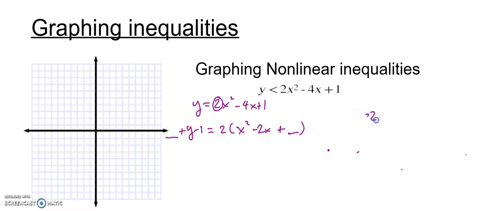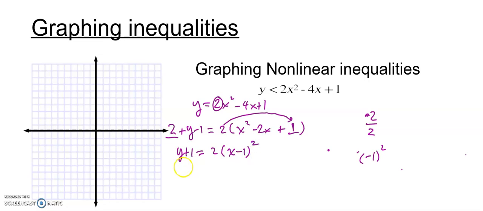We take half of -2, which is -1. We square that. We're going to add a 1 to this side. Now again, as a review, if I add a 1 into that parentheses, I'm actually adding 2 to that right side. So I have to add 2 to this left side. So what I get is y plus 1 equals 2, and now I can factor that parentheses into x minus 1 squared. Now all I do is isolate y by subtracting the 1 across, and I get y equals 2(x minus 1) squared plus 1.